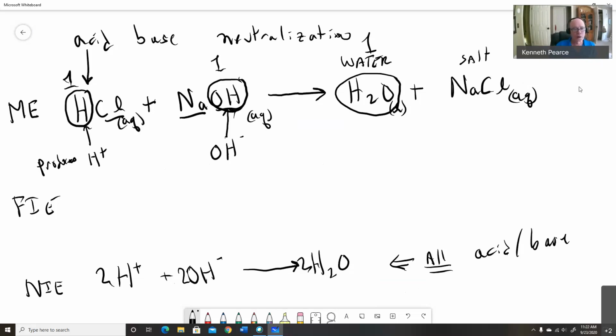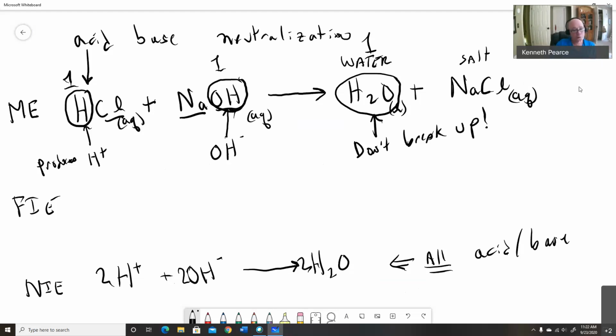So now we can go ahead and do our full ionic. Now, don't break up the water. Okay, don't break that up. The only things you're going to break are the things that are aqueous. So if it's solid, liquid, or gas, you don't break it up. But everything else is aqueous.